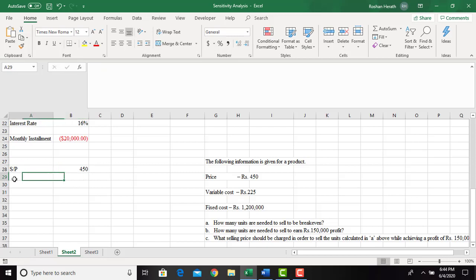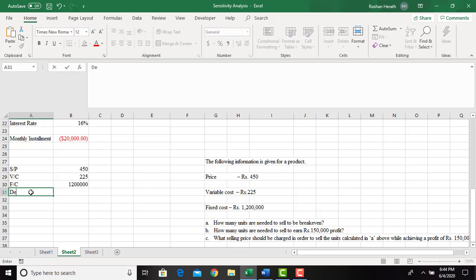Variable cost, that is going to be 225. Also the fixed cost, that is 1.2 million. Then you have the demand information.